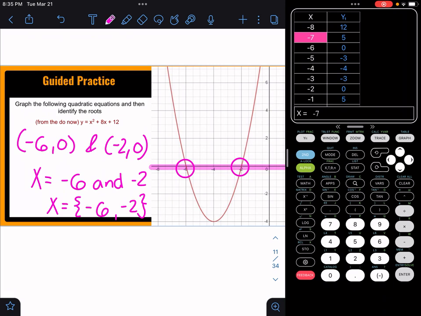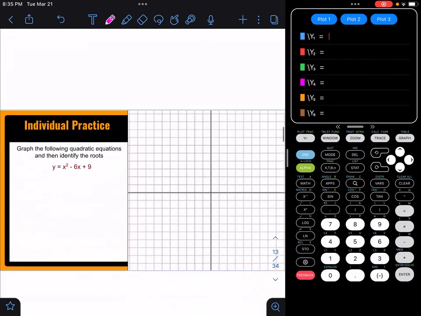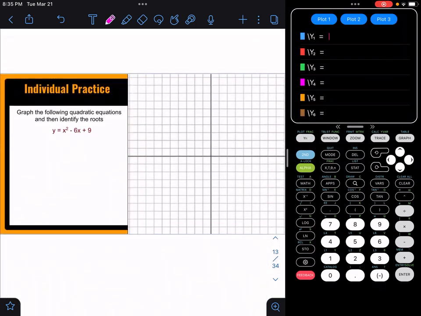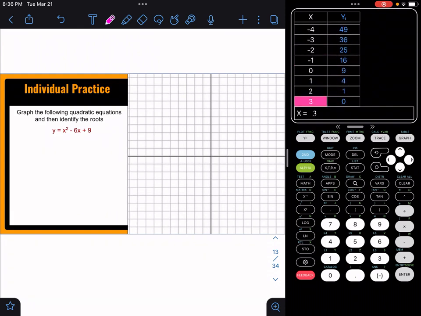All we're doing is graphing the quadratic equation and then seeing where the graph crosses the x-axis. Let's look at this next one. Graph the following quadratic equation and then identify the roots. Alright, so we have x squared minus 6x plus 9. Remember, if they ask us to graph to find the solutions, the zeros, the roots, the x-intercepts, those all mean the same thing.